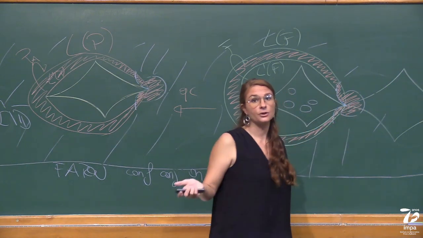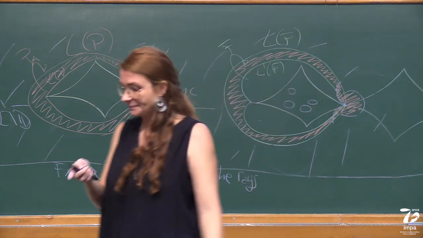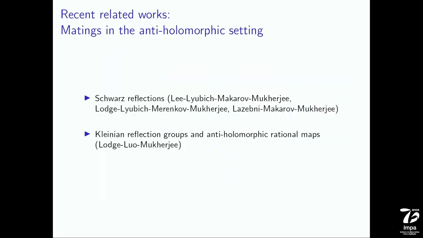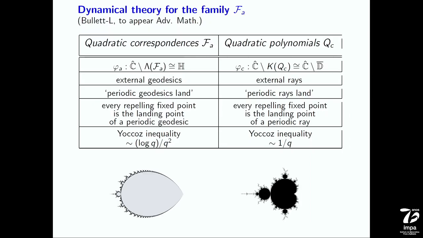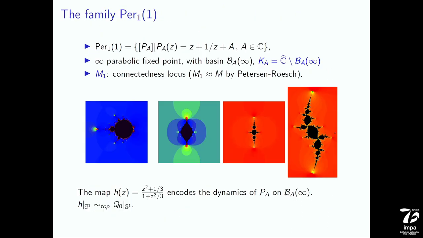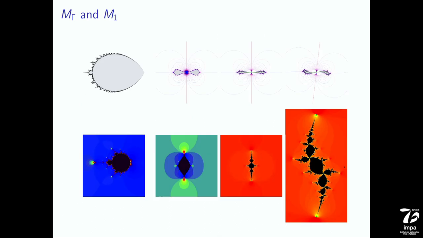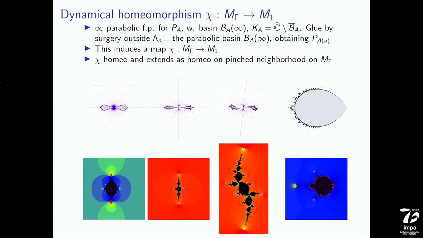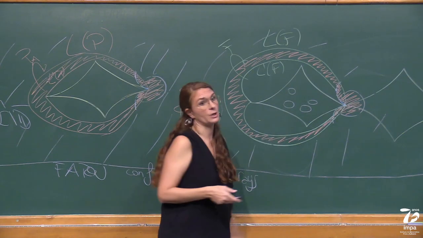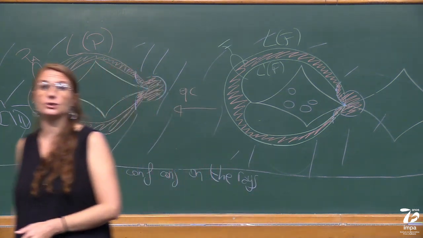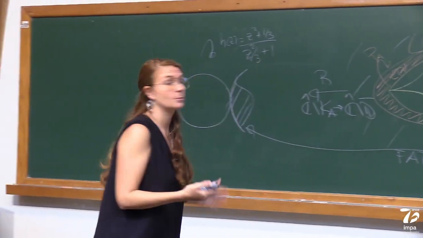And this is something that you can do using the Yoccoz inequality I told you before, which tells you that this guy is actually inside a lune, which has as a consequence that all the backward limit sets are inside the lune, which you can use for your construction. Then you can use holomorphic motion. You can show that you have a homeomorphism.